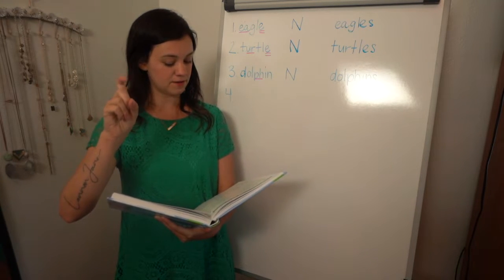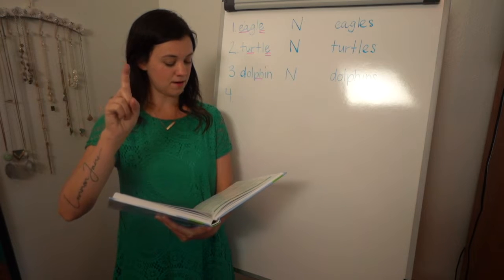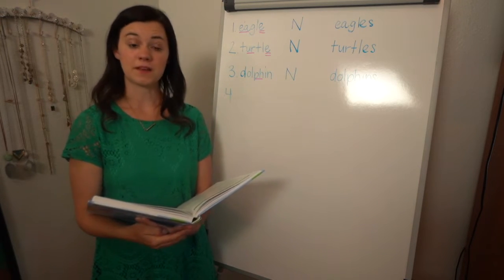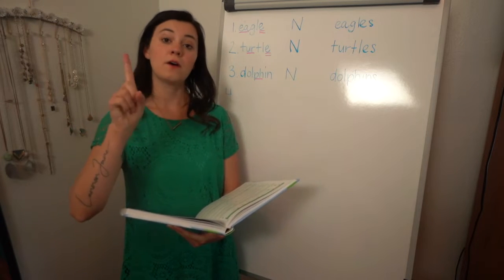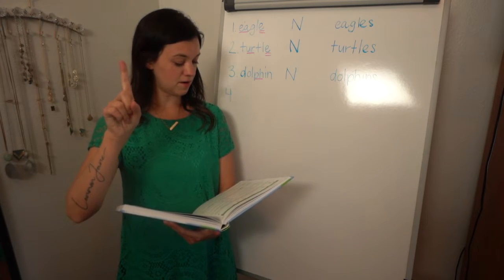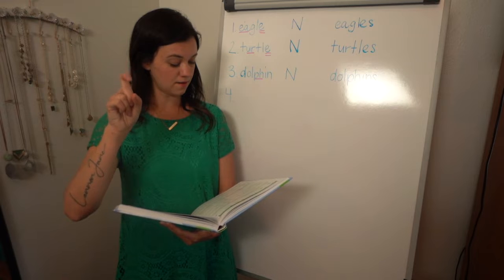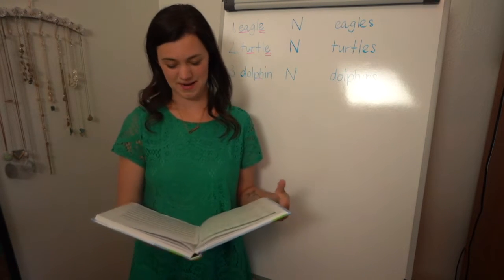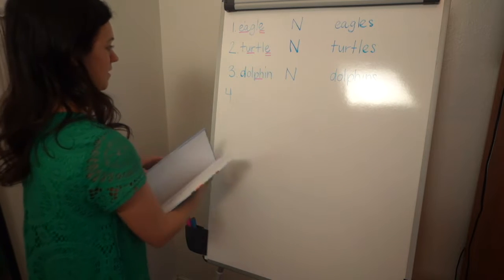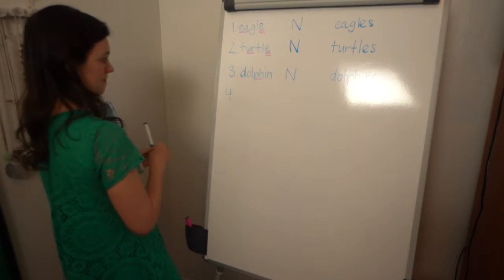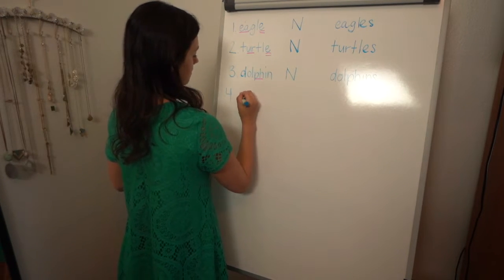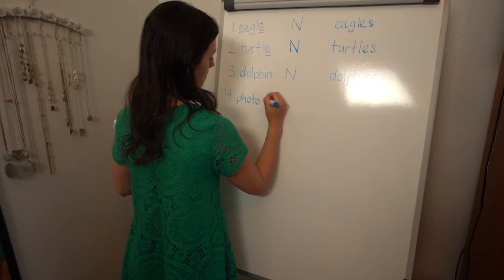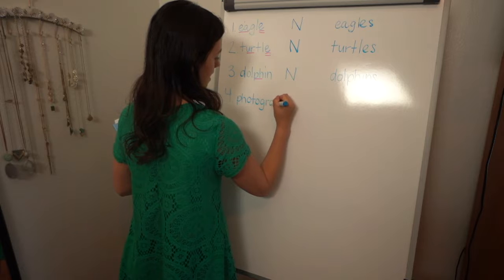O, T, O, G, A, F. One last time. F, O, T, O, G, A, F. Great. Let's go ahead and try to write this one together. Photograph. O, T, O, G, A, F.